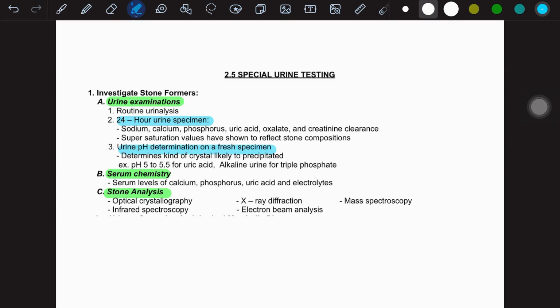For instance, a pH of 5 to 5.5 is acidic, which is for uric acid. And alkaline urine is for the observance of triple phosphate. We also have serum chemistry to detect serum levels of calcium, phosphorus, uric acid, and electrolytes. And the stone analysis includes optical crystallography, infrared spectroscopy, X-ray diffraction, electron beam analysis, and mass spectroscopy. So let us now proceed to our metabolic disorders.